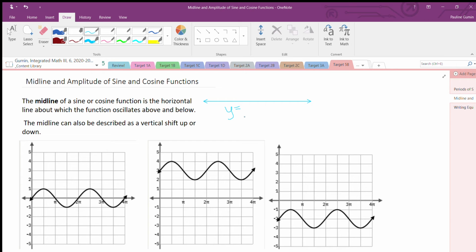So it represents a horizontal, oh my goodness. I'm looking at the word vertical and I'm saying horizontal.